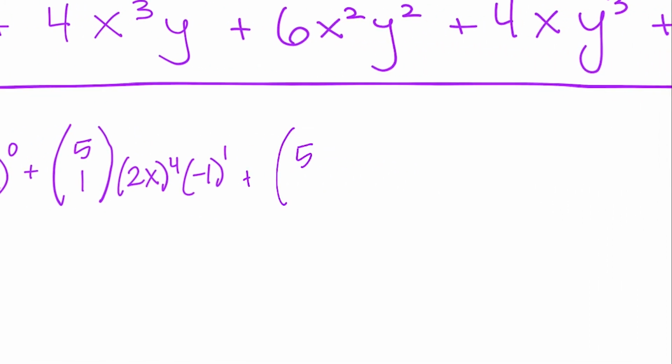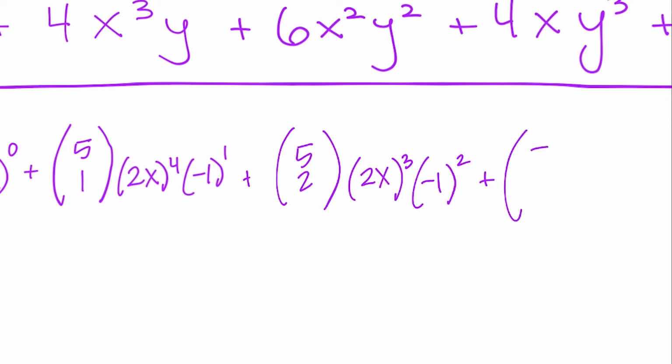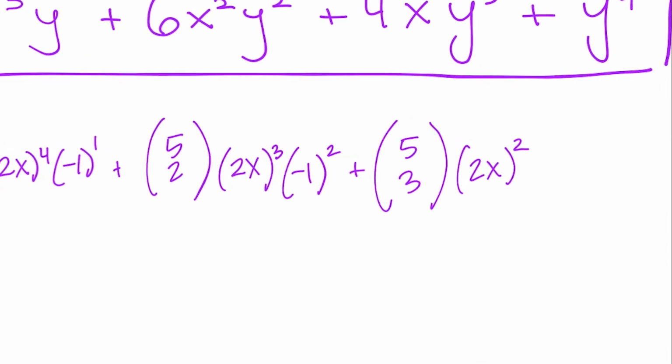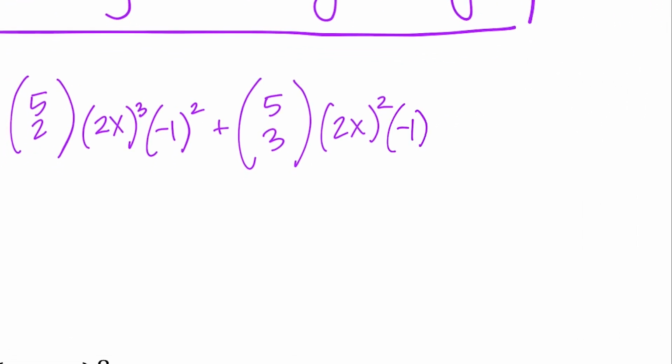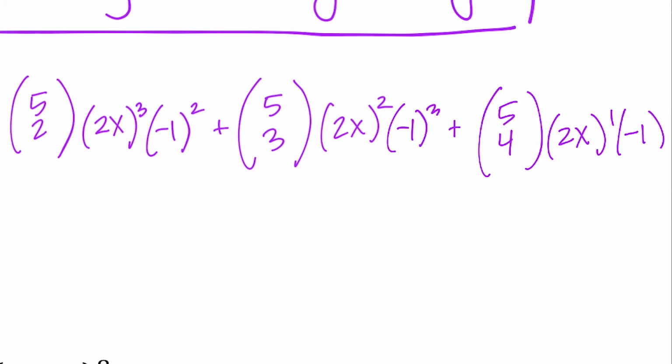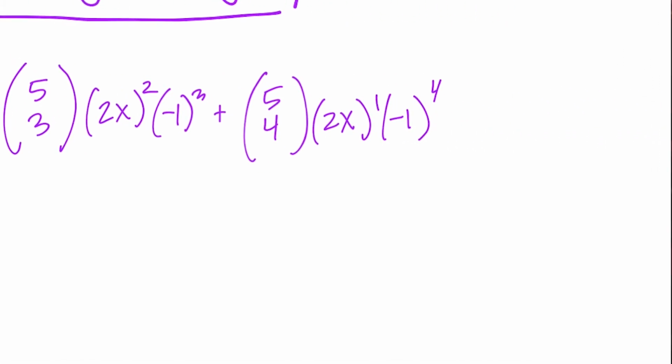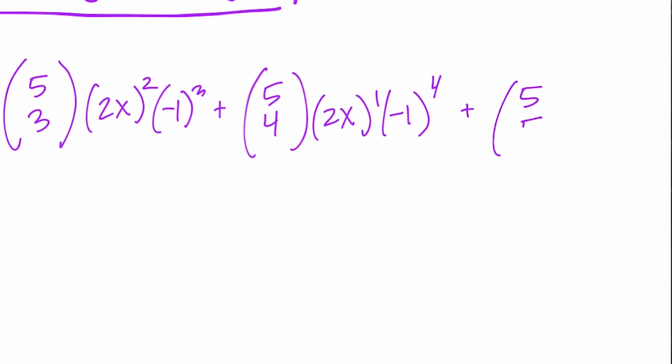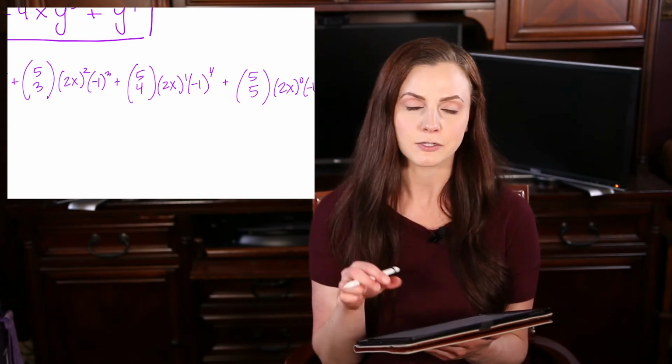Then 5 choose 2, 2x cubed, negative 1 squared. 5 choose 3, 2x squared, negative 1 cubed. Then 5 choose 4, 2x to the first, negative 1 to the fourth. And then finally 5 choose 5, 2x to the 0, negative 1 to the fifth. So now we just need to simplify each term.